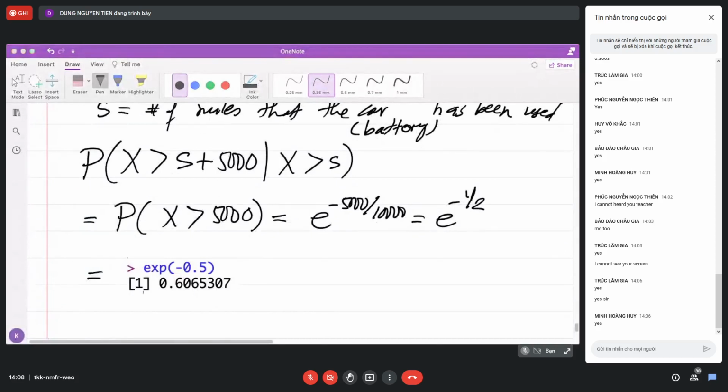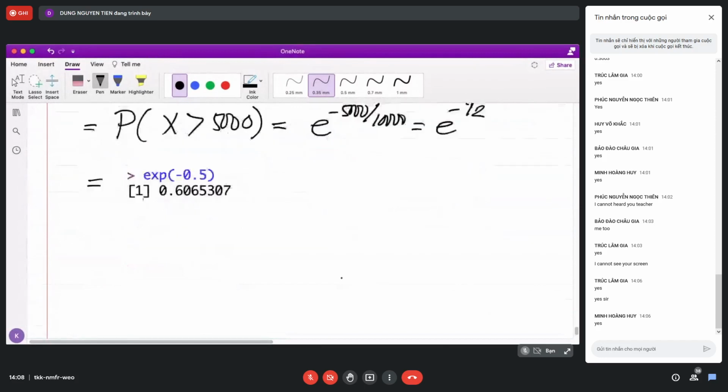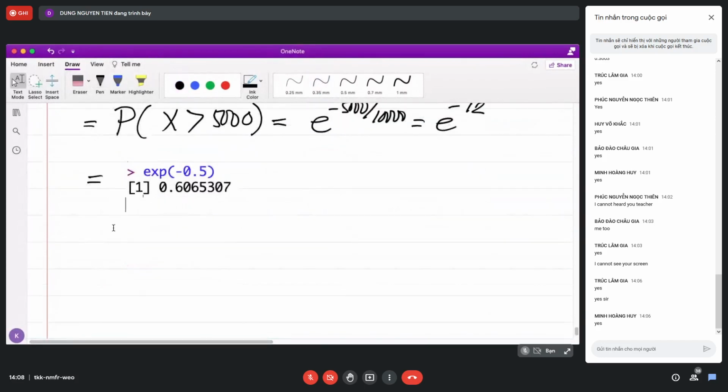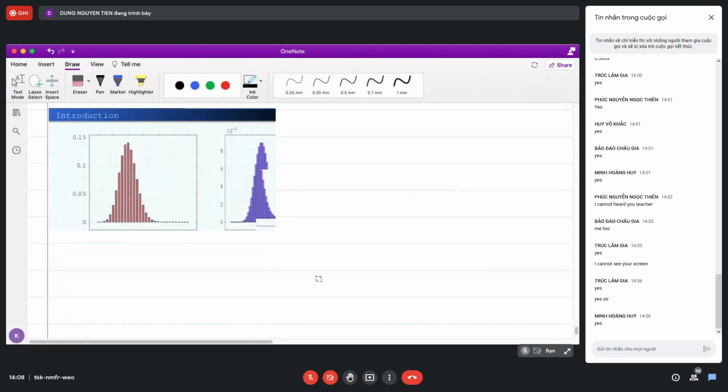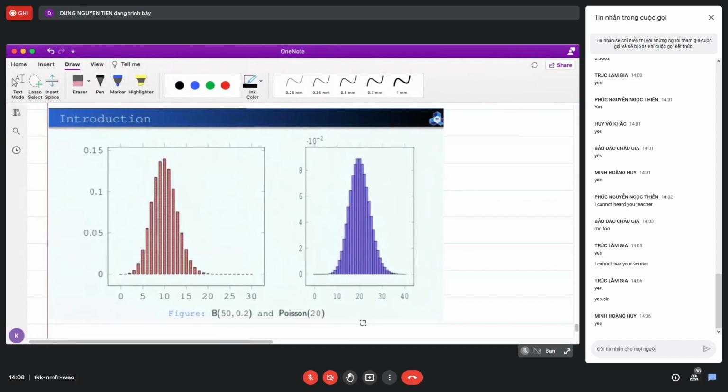Okay, now I want to move to the last distribution that we are going to learn in this chapter, the normal distribution. And in fact, I saved the best for last. This is the most important distribution that we can learn in probability and statistics.